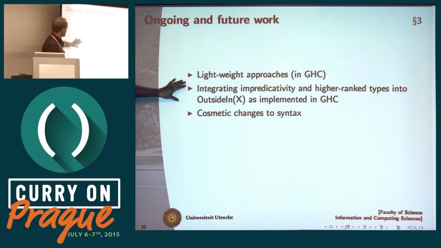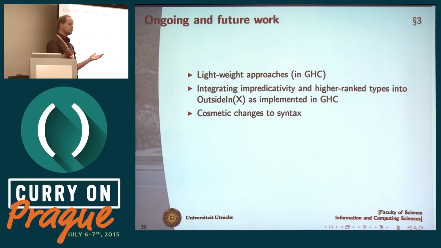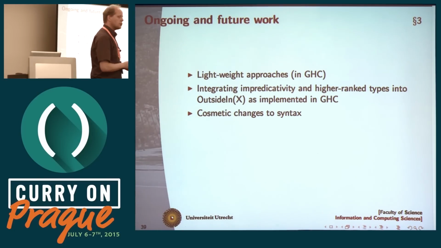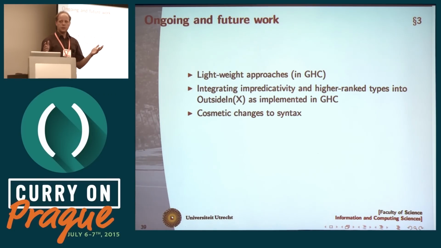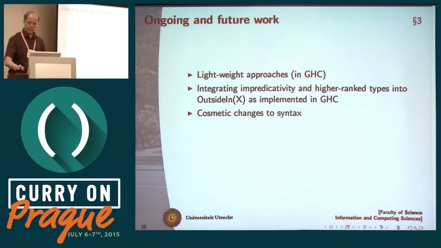Another thing we're working on is integrating impredicativity and higher-rank types into OutsideIn(X) as implemented in GHC. Because one of the things that is necessary for this to work is that the type inference process is constraint-based, with one constraint solver, while in GHC it's a bidirectional type system followed by a constraint solver. Oh, so OutsideIn(X) is the constraint-based formulation of the Haskell type system as it is almost currently implemented in GHC. Yeah, good question. And we're also doing cosmetic changes to syntax because the rules don't really look very nice.